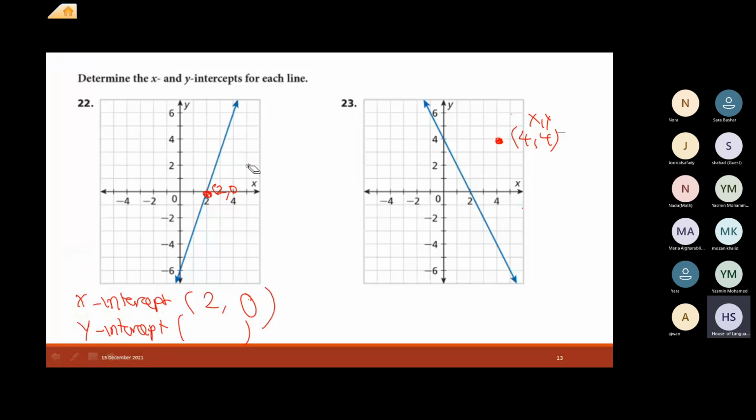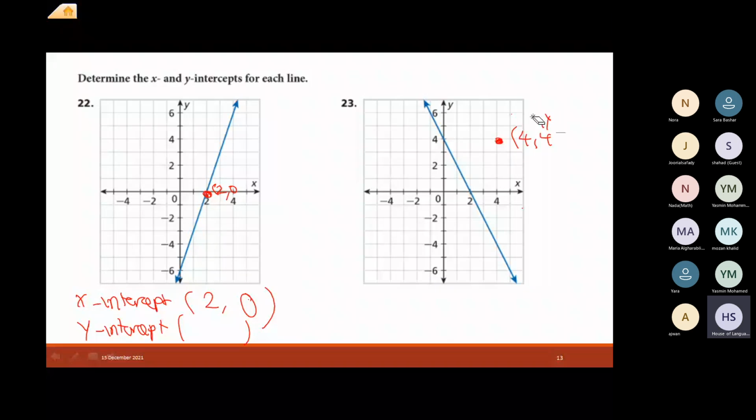What do I mean by ordered pair? You have to open two brackets. The first is for x and the second one for y. This is the meaning of ordered pair.